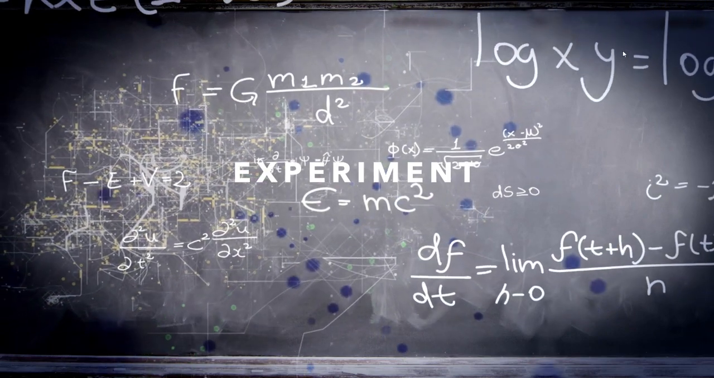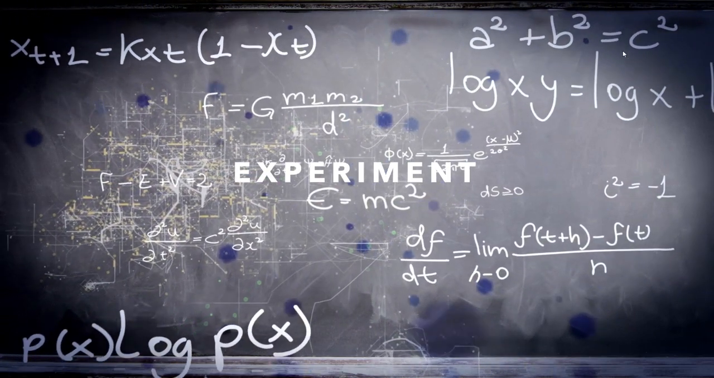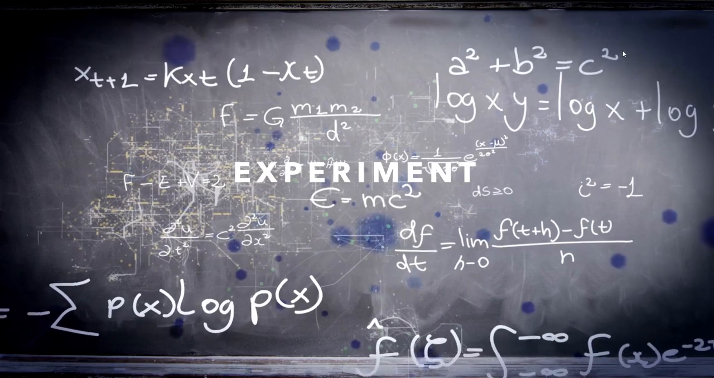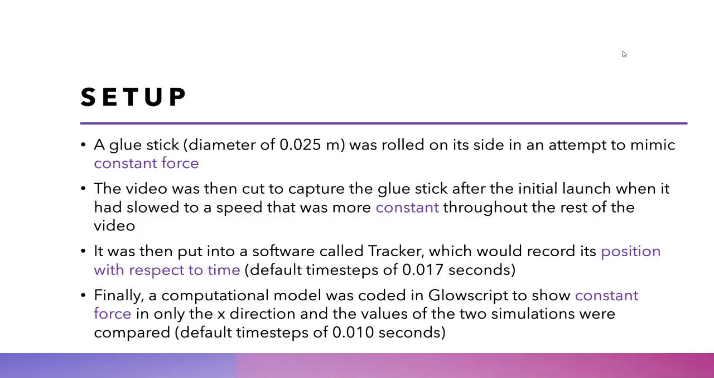We have discussed the background and explained the things that are going to happen in the experiment, so now we will move on to the experiment itself. First, I will describe how the experiment was set up. A glue stick with a diameter of 0.025 meters was rolled on its side in an attempt to mimic constant force. The video was then trimmed to capture the glue stick after the initial launch, when it had reached a speed that was more constant throughout the rest of the video.